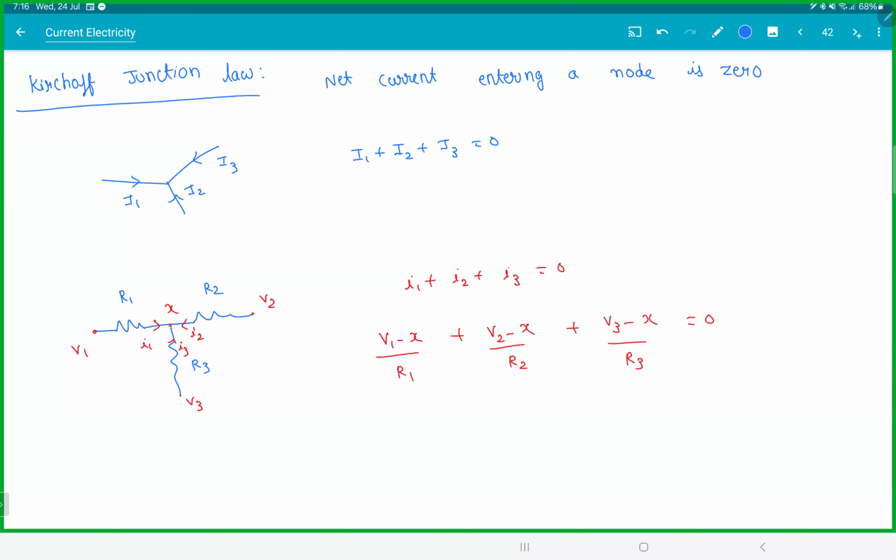Let me show an example how it works. Remember this, there we wrote Q1, Q2, Q3 is 0. Here we wrote I1, I2, I3 is 0. There Q is CV, here I is V by R. So that's the difference.